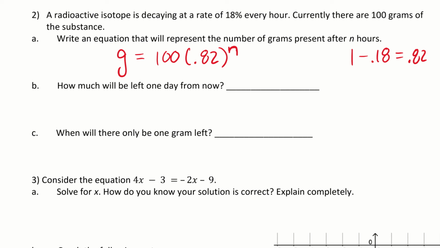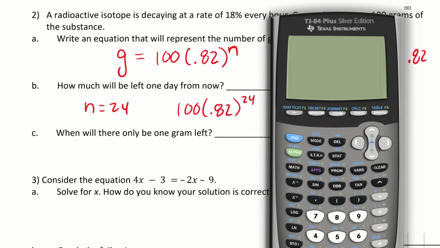The next it says, how much will be left 1 day from now? Well, a day is 24 hours, right? So we're considering when n equals 24. And the amount that will be left behind then will be 100 times 0.82 raised to the 24th power. So let me grab my calculator and evaluate that.